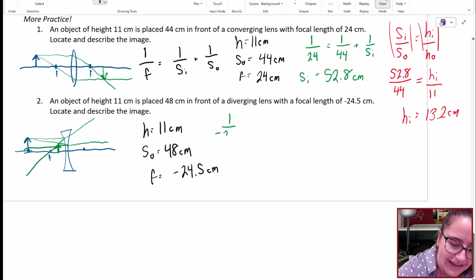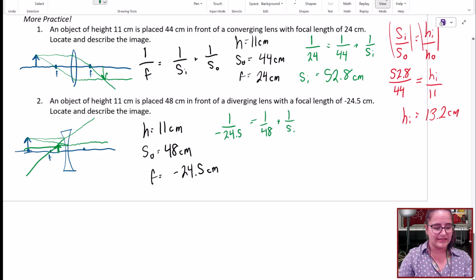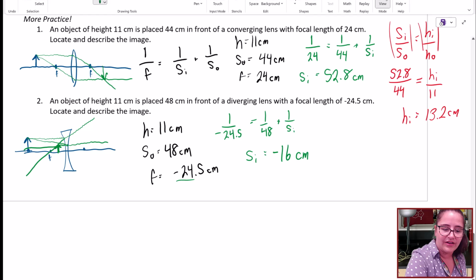We got 1 over negative 24.5 equals 1 over 48 plus 1 over our image distance. So negative 1 over 24.5 minus 1 over 48. Take the inverse of that, and we do indeed get a negative number. Okay, we get an image distance of negative 16 centimeters, which makes sense. It's in front of the focal point as our drawing suggested.